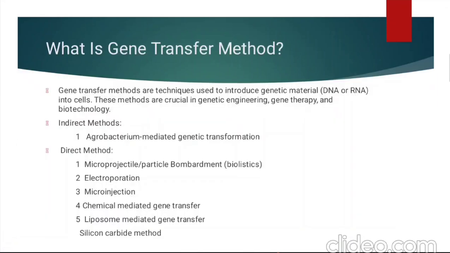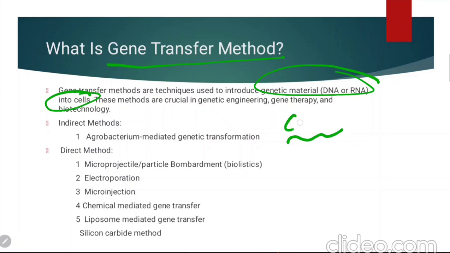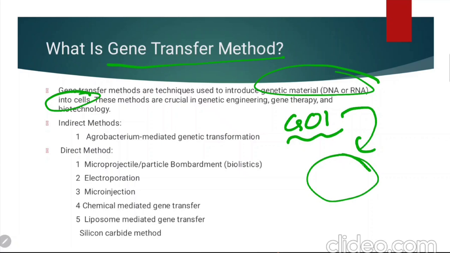So, first of all, what is a gene transfer method? Gene transfer methods are basically techniques we use to introduce our genetic material into the host. Like this is your GOI. We need to introduce it into a cell, maybe a plant cell, maybe an animal cell. So these methods help in this transfer, making your cell competent.